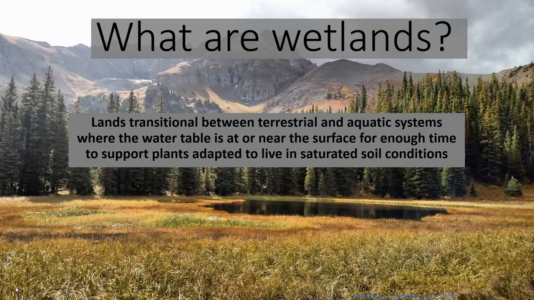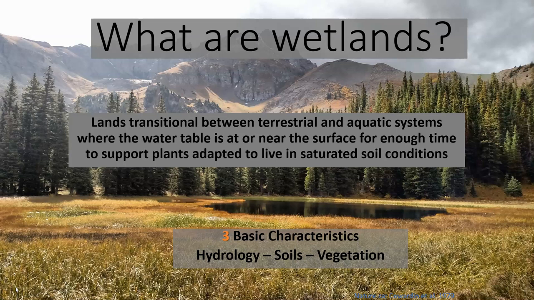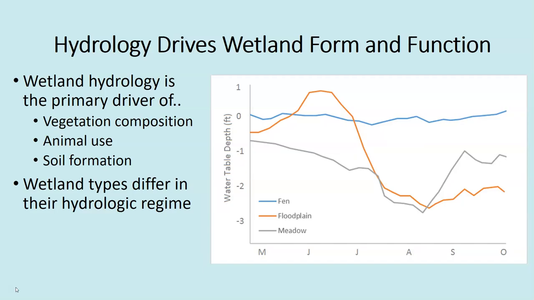So this really goes through three basic characteristics of wetlands. It talks about water levels, the hydrology. It talks about saturated soils, so there's particular soil conditions. And then it talks about vegetation, vegetation that is adapted to living in these saturated soil conditions.